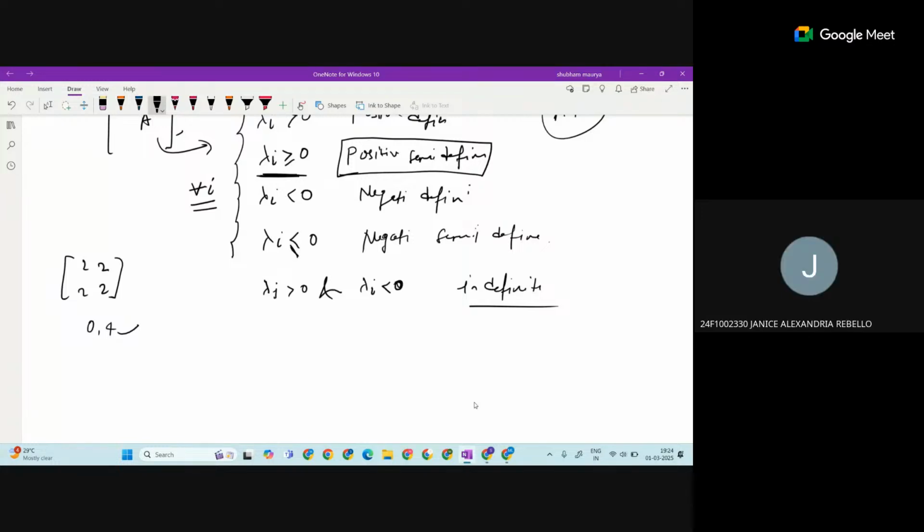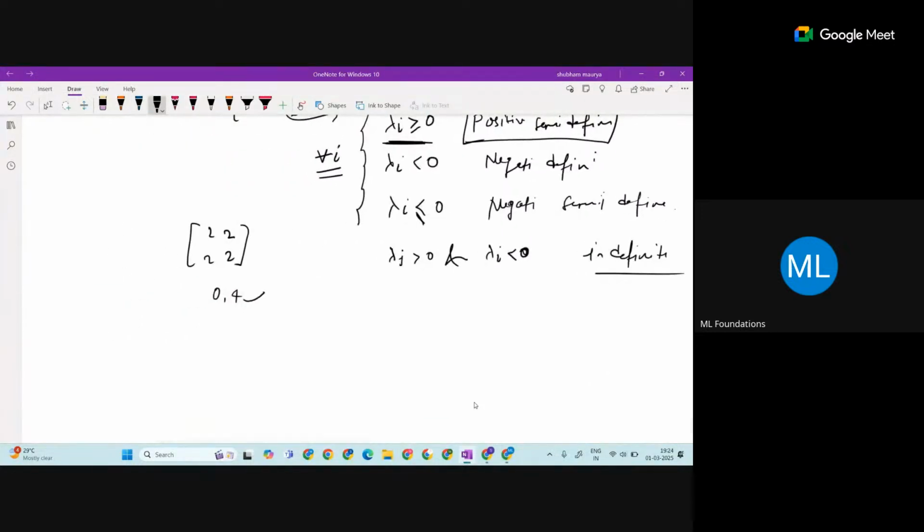How did you get 0 and 4? The same way you find any eigenvalues. It's (2 minus lambda) whole squared minus 2 squared equal to 0. So (2 minus lambda) squared is equal to 2 squared, so lambda is 2 plus or minus 2. That gives 2 minus 2, 0, and 2 plus 2, 4.